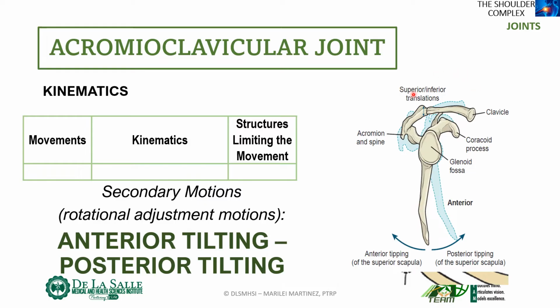So if you are to use this reference to visualize IR and ER, internal rotation will be moving towards here and internally. Then external rotation is towards here, then away or externally. Okay, don't be confused. This is the anterior and this is the posterior side.